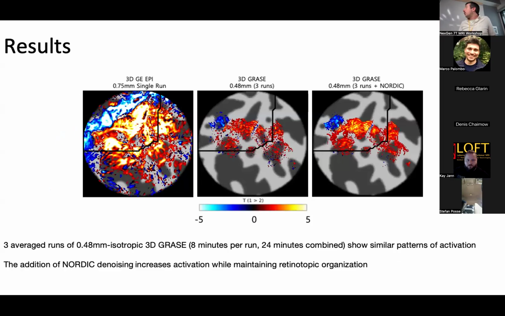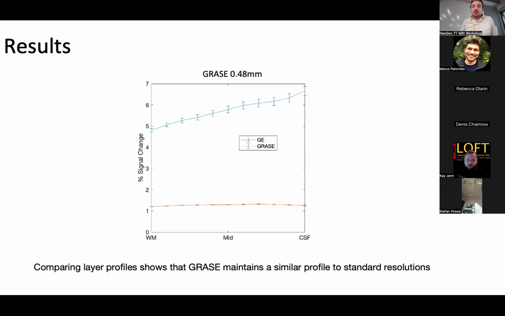And if we push down to 0.48 and collected 3 runs and averaged them together, the field of view is much smaller here, so we don't capture all of this retinotopic organization. But you can see there's this contrast between the red area and the blue area with a nice fine distinction between them, indicating that we are nicely resolving this activation. And by adding in NORDIC, which is a denoising method that has been developed at CMRR, we can further increase this activation and get some nice results. And importantly, when we look across depth, we still see this nice flat profile for the 3D GRASE, compared against the bias towards the surface we see with gradient echo.